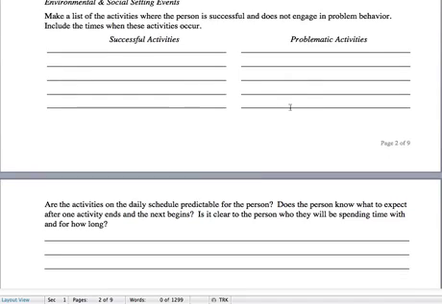Now, the environmental and social setting events is a real interesting section. Make a list of the activities where the person is successful and does not engage, and include the times when these activities occur. So we're trying to discriminate contexts in which the behavior problems occur and do not occur, and obviously you can see the importance of this. If we can identify contextual situations where the behaviors do not occur, then maybe we can set those up more in the environment and lower the likelihood of the behavior happening.